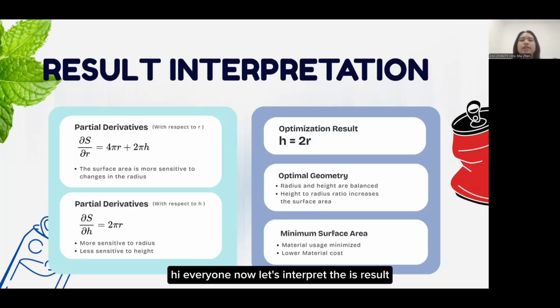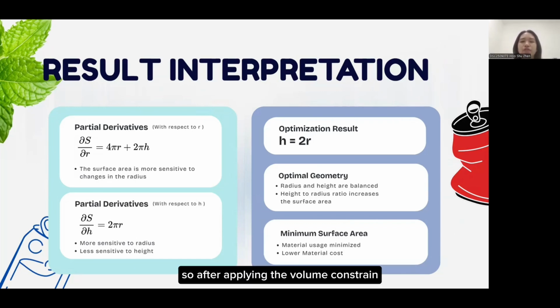Hi everyone, now let's interpret the result. First, from the partial derivative, we observe that the surface area is more sensitive to change in the radius than the height. This means that changing the radius has a greater effect on the total surface area because it influences both the top and the bottom surface as well as the curved surface.